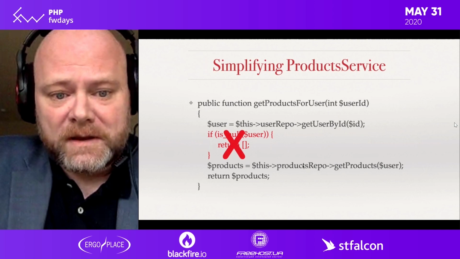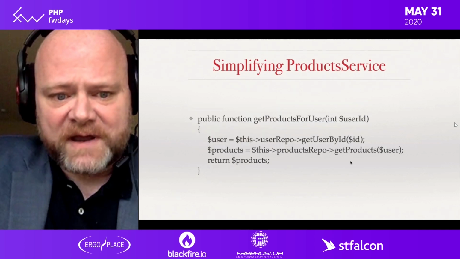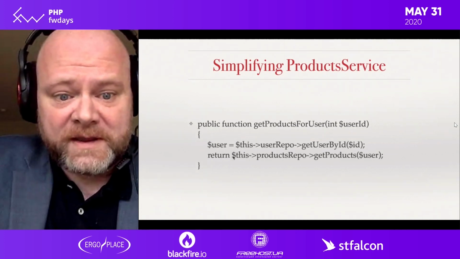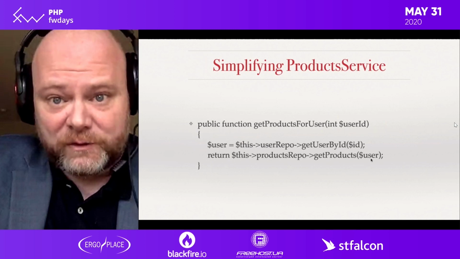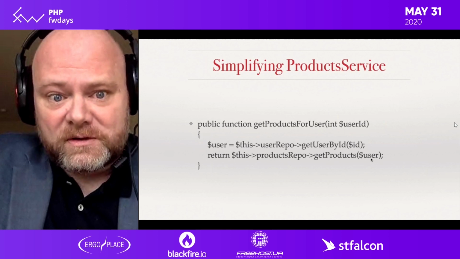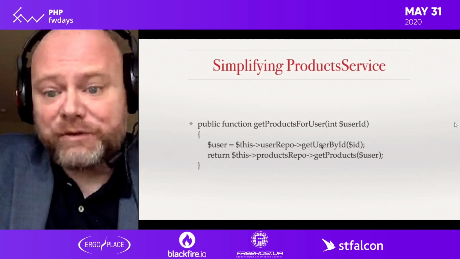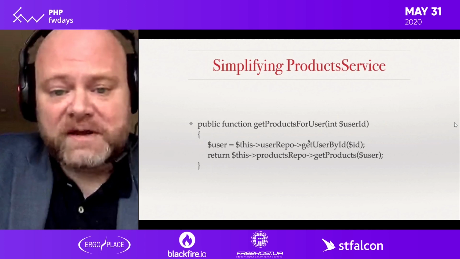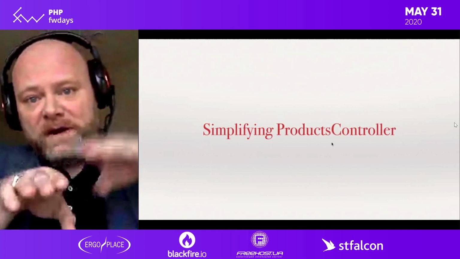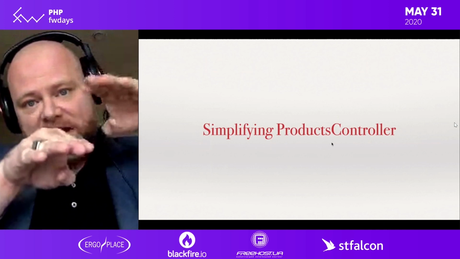Boom. And now the code looks a lot simpler, and I can simplify it a little bit more. Boom. So now all I do is I get the user, and then I return getProducts from the user that was found. And again, I don't need to handle the case of a user being not found because I am throwing the exception inside of my repository. So now let's go one layer up, right? We had the repository, then we looked at the service, and now we're looking at the controller.